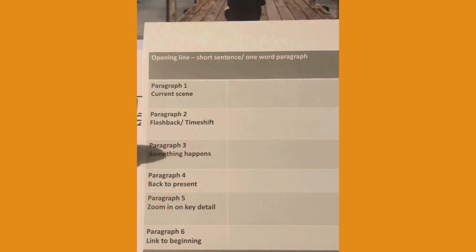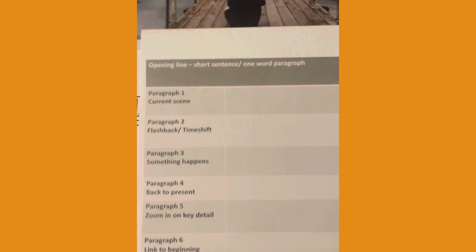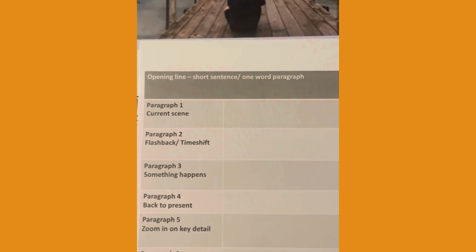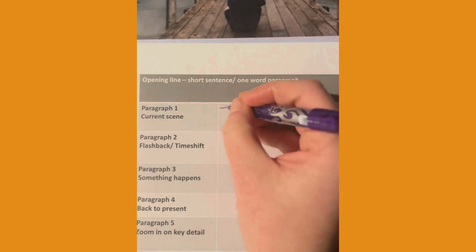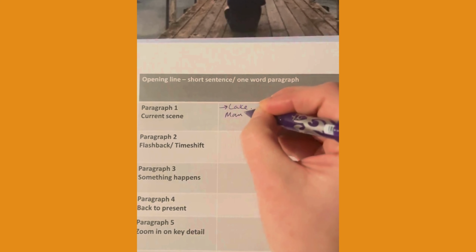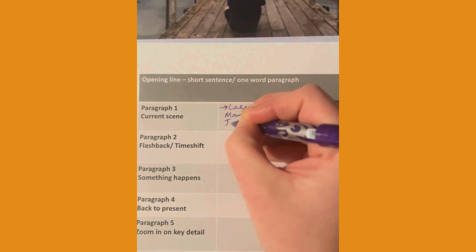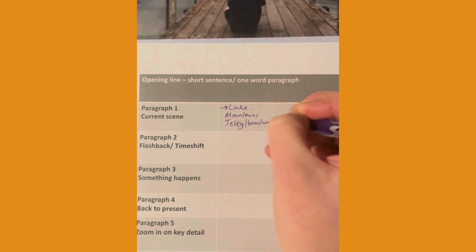So our first paragraph is you're always going to start after your initial 1-word paragraph or 1-word sentence. You're always going to start with the current scene. So this is going to be anything to do with the image that they have given you. Now our current scene in this image is obviously a lake. So we can see a lake, we can see mountains, we can see some sort of jetty or boardwalk, which is wooden.